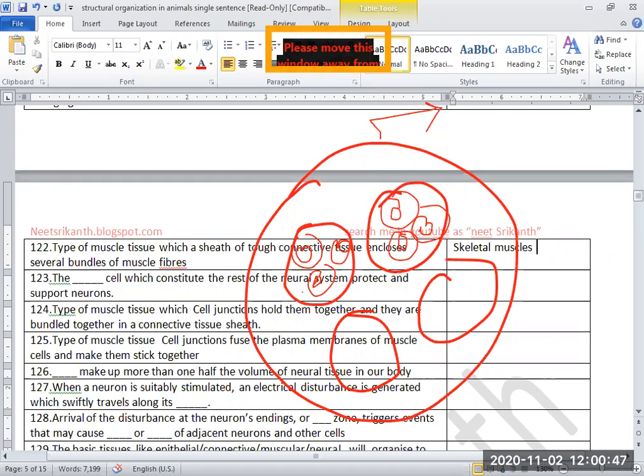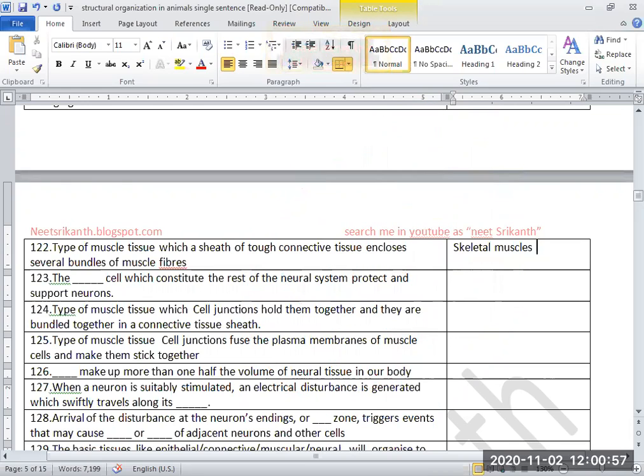Epimysium. Each fascicle is surrounded by perimysium. Individual muscle fiber is surrounded by endomysium. So that's what we learned there in the skeletal muscle.